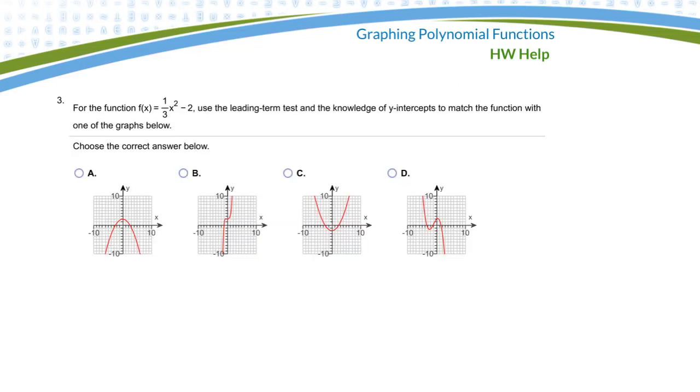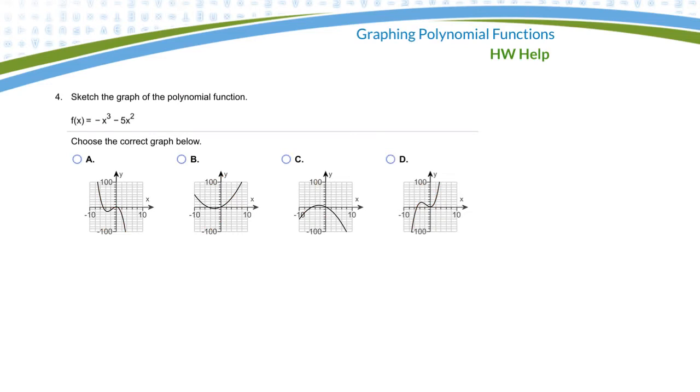For this function, use the leading term test and the knowledge of y-intercepts to match the function. Okay, so it's an x squared, and it's positive. So that'll be a high-to-high graph, like this, and the y-intercept will be -2. So it has to look like this and have a y-intercept of 2. Upside down, no. Ooh, maybe. No, has to be this one, because it has to be a high to high. And there's the y-intercept as -2. That's the one right there.